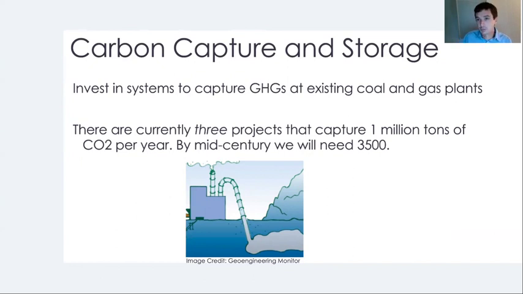There are lots of different options there. They're all hard to do. They're all expensive. Currently, as it says on this slide, we have 3 projects in the country that capture 1 million tons of CO2 per year or more. By 2050, we will need 3,500 of those. So carbon capture and storage is a big growth area, you might say.